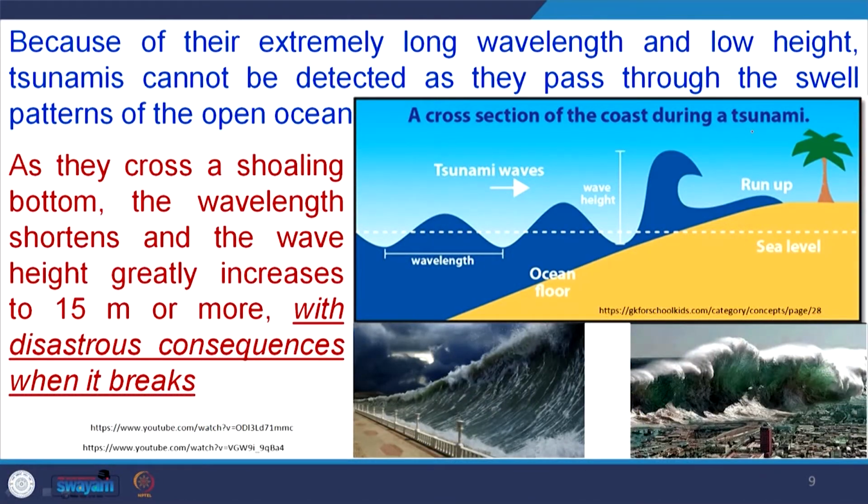Because of their extremely long wavelength and low height, tsunamis cannot be detected as they pass through the swell pattern of the ocean. As they cross the shoaling bottom, the wavelength shortens and the wave height greatly increases, up to 15 meters or more, with disastrous consequences when it breaks. So, a 15-meter wave, when it is breaking, has a height more than the normal height of buildings. So, that will do more damage as compared to other types of waves.